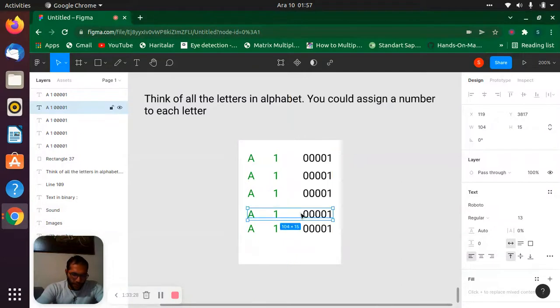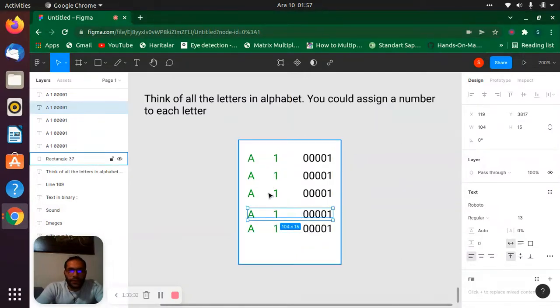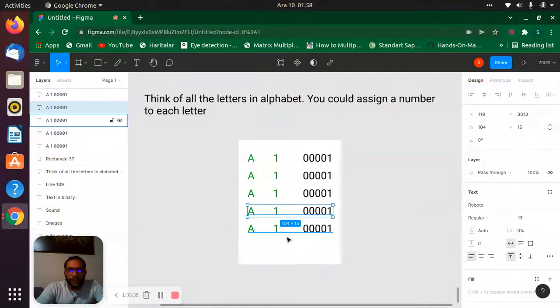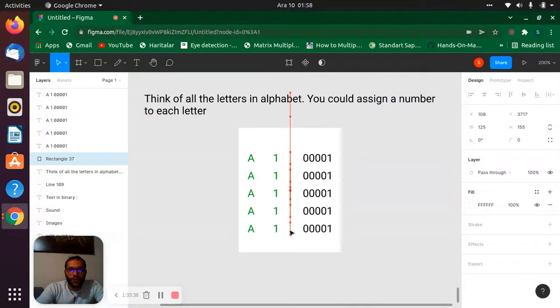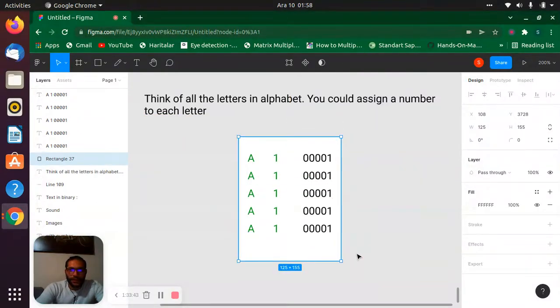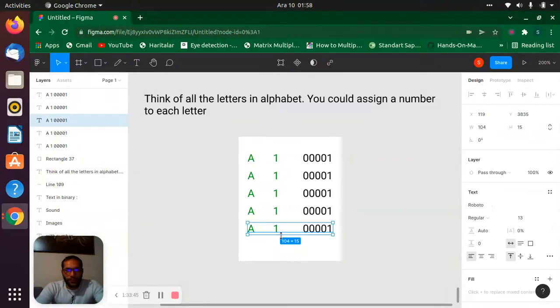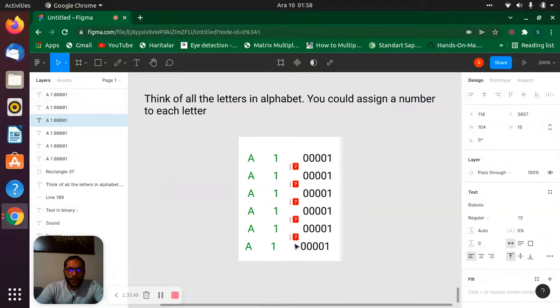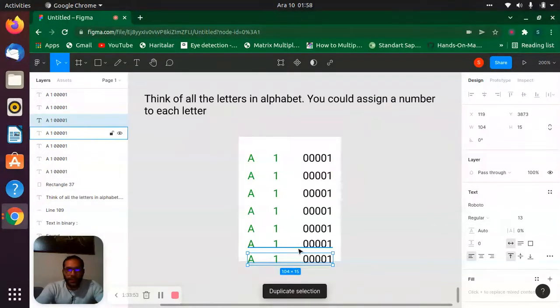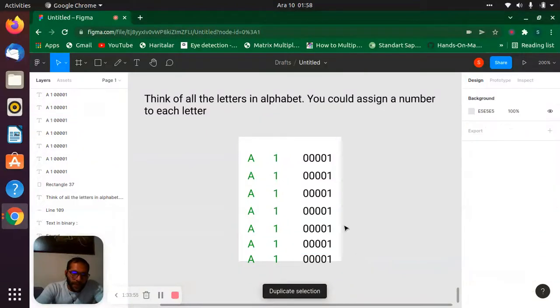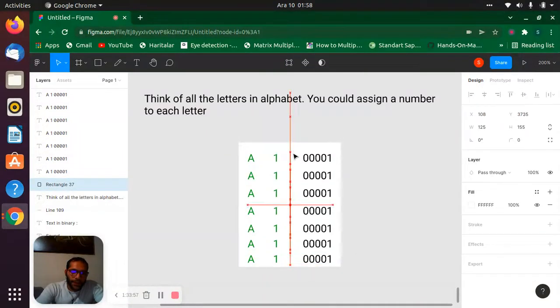Maybe here we have 1, 2, 3, 4, 5, 6, 7. 2, 3, 4, 5, and 2 more. Down to it, okay, just come here, and the last one here. I think it's more okay.